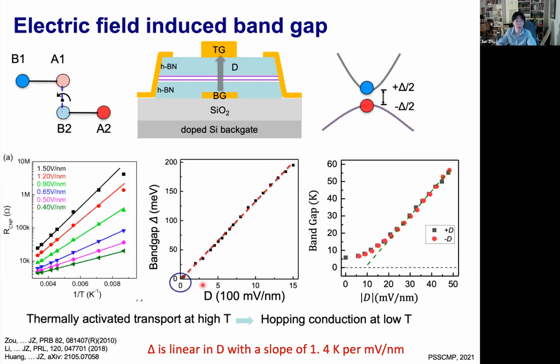Now, as we make better and better samples, we can approach the small gap regime better and better. And in our latest samples, this is how it looks. We find that this slope, gap energy versus D field, is in fact a very good constant in the entire regime. And that constant is 1.4 Kelvin per 1 millivolt per nanometer that we apply. Right? So that is what's going to be the bare Zeeman g-factor for the valley isospin.